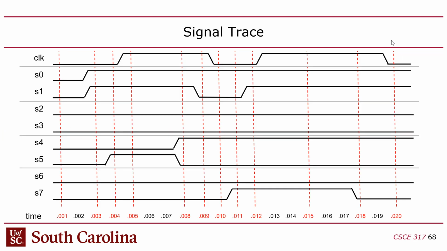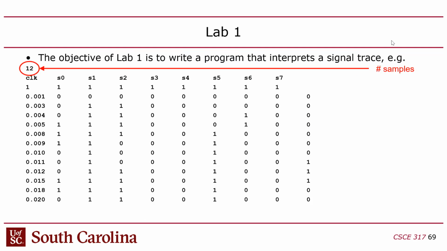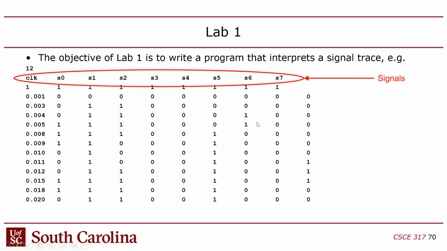So in Lab 1, I discussed this in lab just in case you missed it or if you need a reminder. The lab involves us giving you these signal trace files that have a very simple text format where basically there's samples in the file. The number of samples is the first thing in the file at the top. In this case, there's 12 samples. And then there's a line that has the signal names separated by white space. In this case, we have a trace file that contains a clock signal and then S0 through S7 data signals.